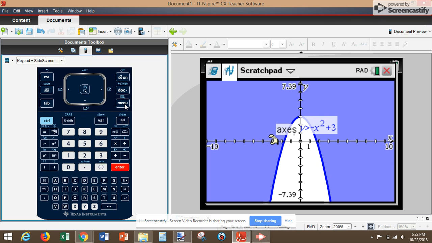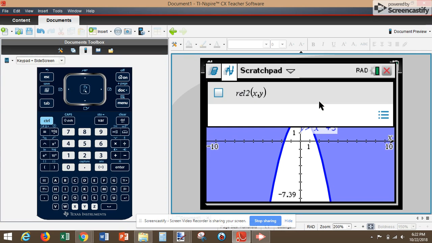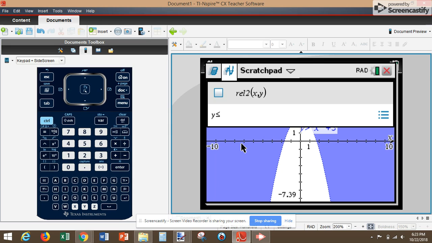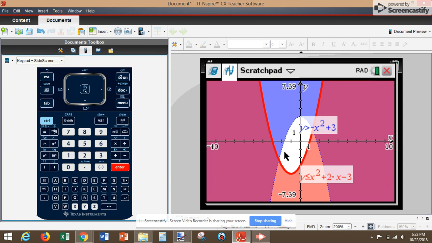To get the other inequality, we just go to menu, graph entry edit, relation, and type in your other one. Y is less than or equal to x squared plus 2x minus 3. And then you click enter.